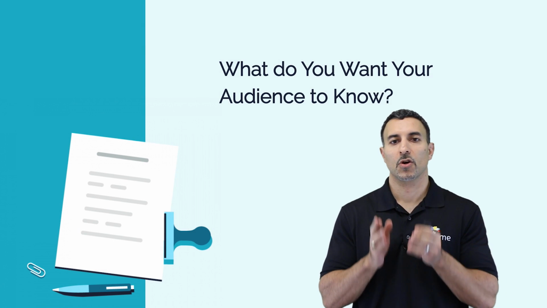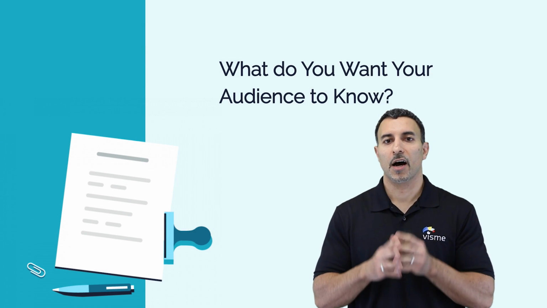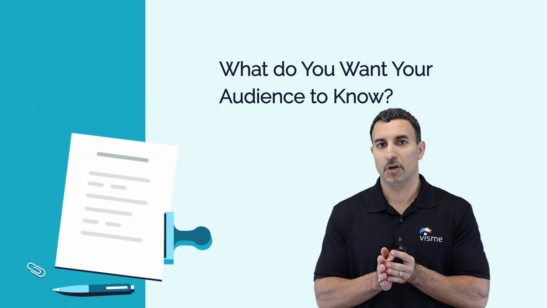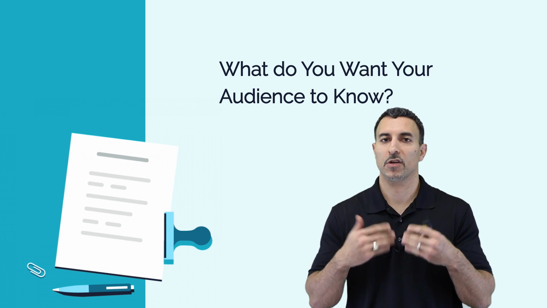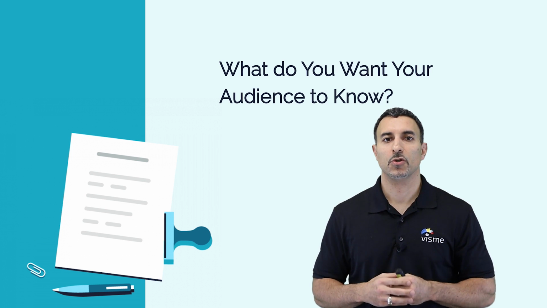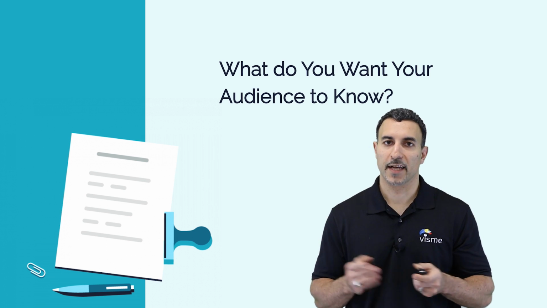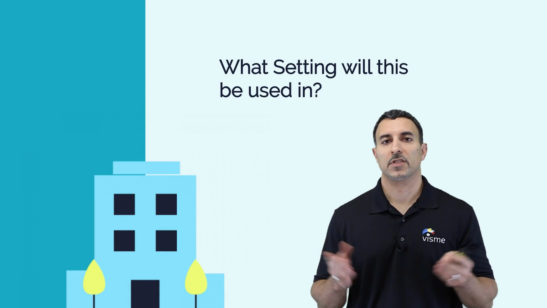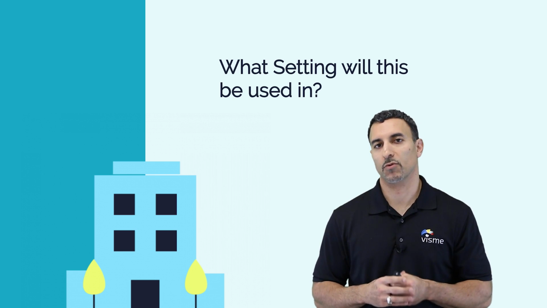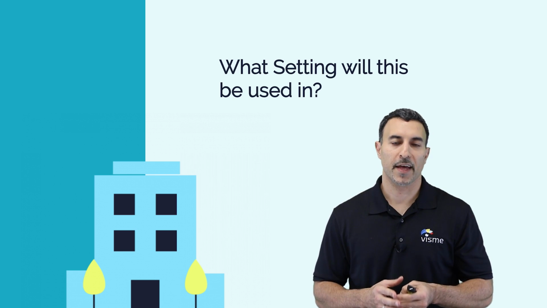Second is, what do you want to do? What do you want your audience to know? Depending on what you want to inform them of, it allows you to start a certain type of discussion or topic. So that's second. And number 3 is you have to establish the actual setting that it will be used in. Is this for an event or a conference?